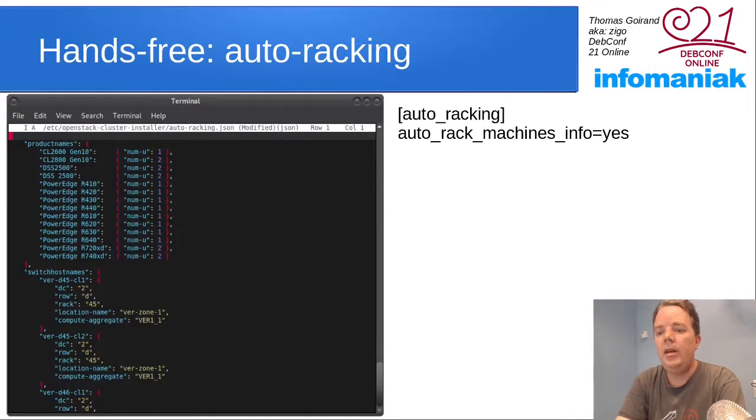This starts with auto-racking capabilities. OCI's auto-racking is the possibility to discover where a server is physically located depending on the LLDP answers from the neighboring switches. This is defined in the autoracking.json file, which contains the switch host names, the correspondence to the data center, the row, and the rack where it's physically located.